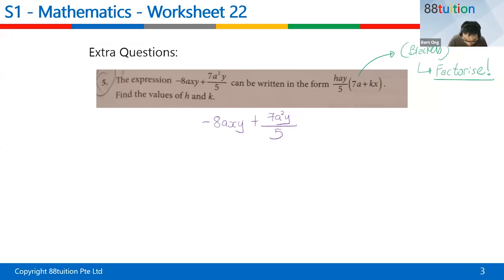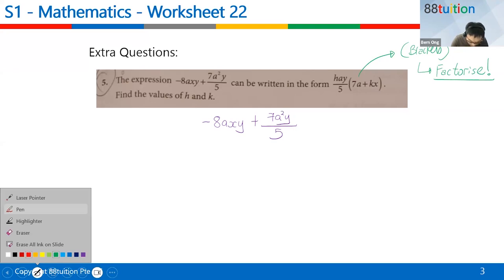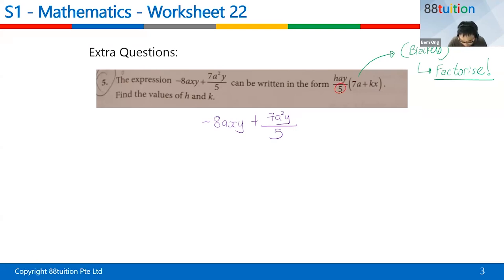Why is it difficult? Because this question wants you to factorize out the division. They want you to factorize out the over 5. Can you see? So this one is a little bit difficult. I'm going to teach you this. The first step, if you want to take out the fraction, is to write this one as over 1 first.